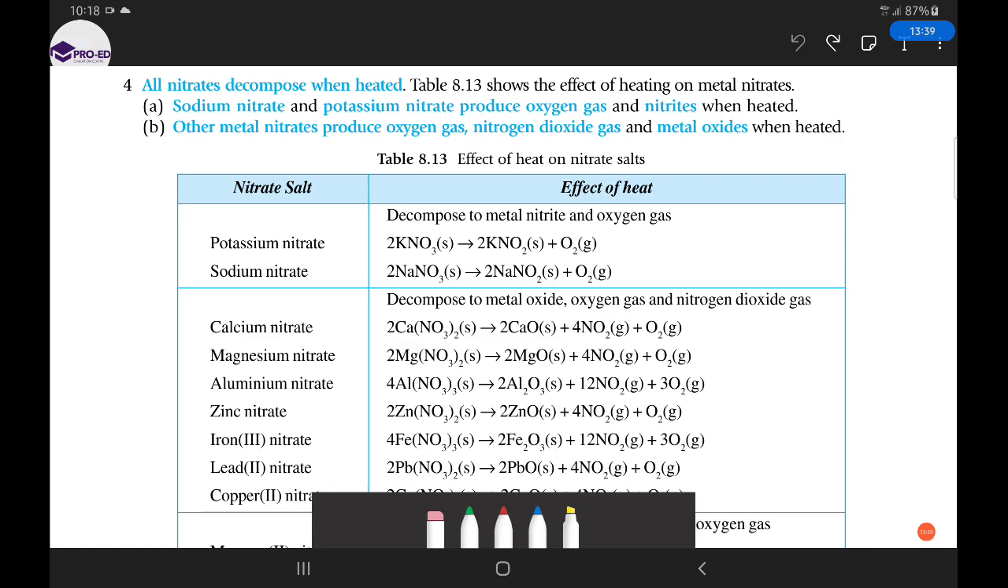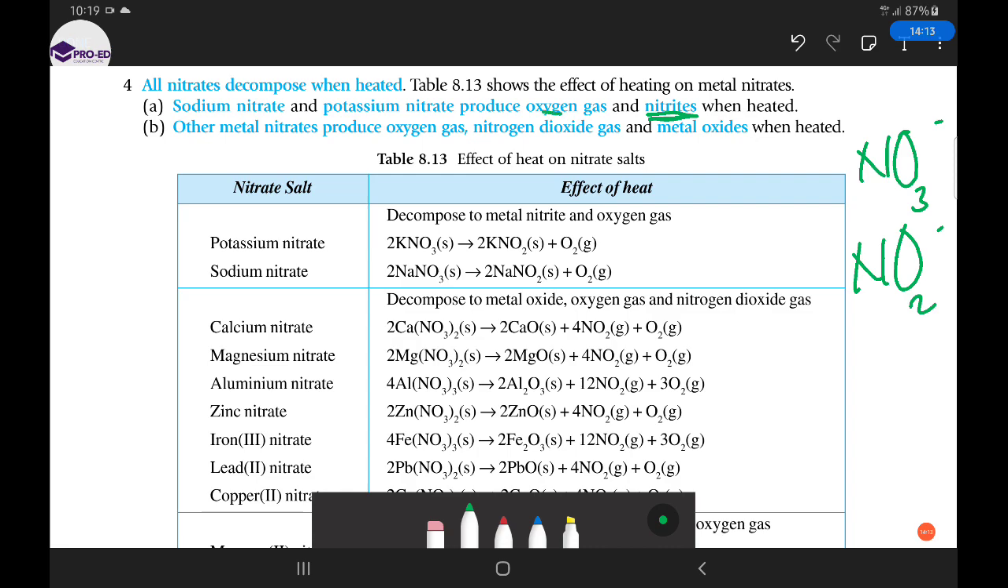Looking at A, sodium nitrate and potassium nitrate produce oxygen gas and nitrites. Please note, nitrate is NO3 minus. Nitrite is NO2 minus. That's it, right? So nitrate, nitrite. Sodium nitrate and potassium nitrate will produce oxygen and nitrites. So if it was sodium nitrate, it will become sodium nitrite.